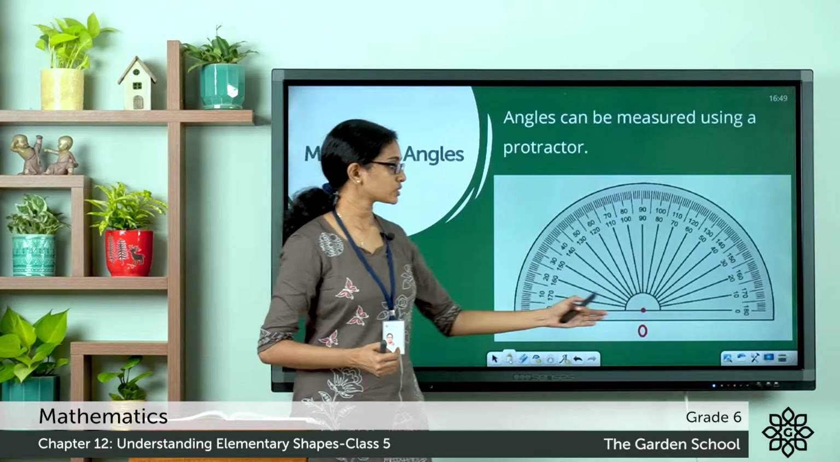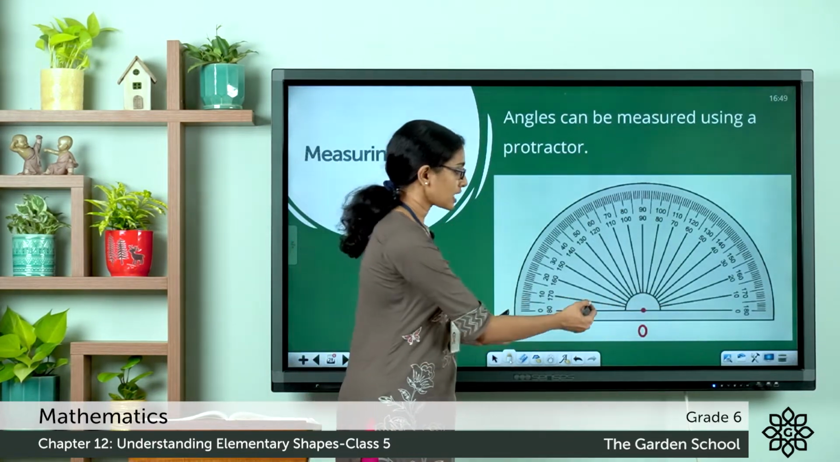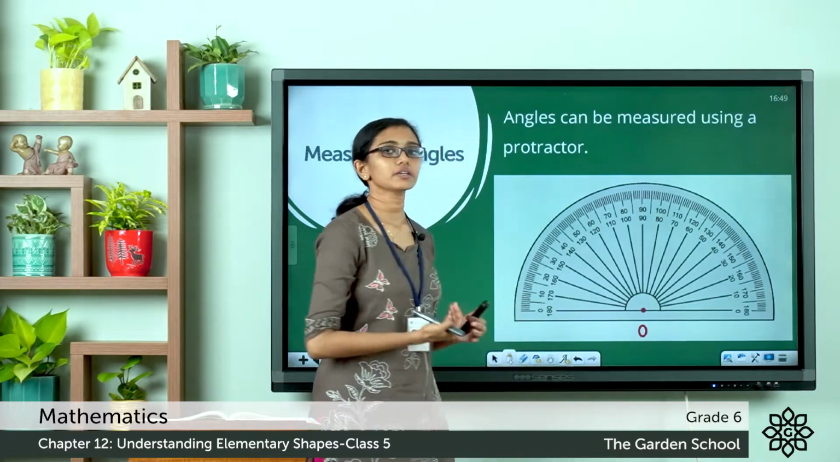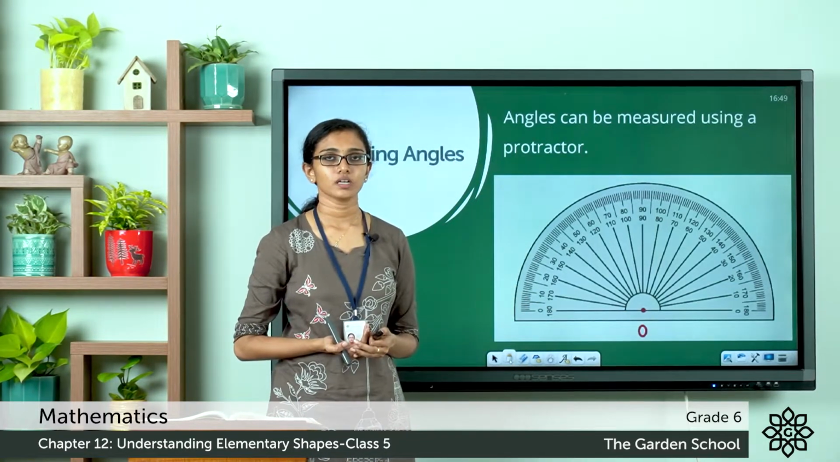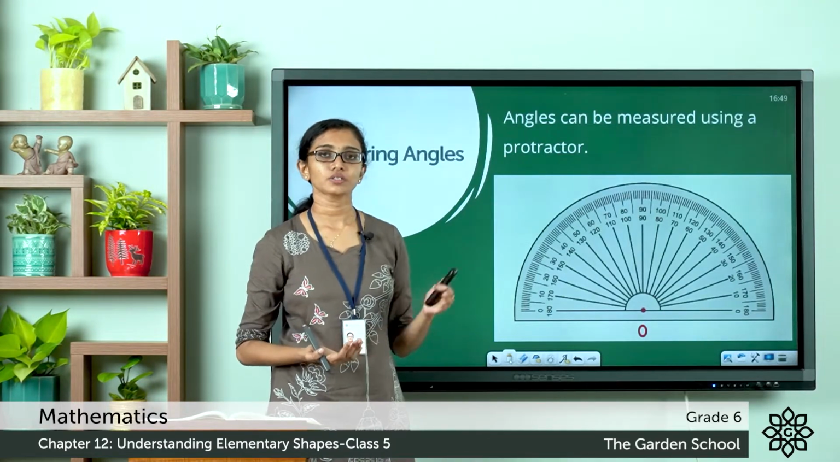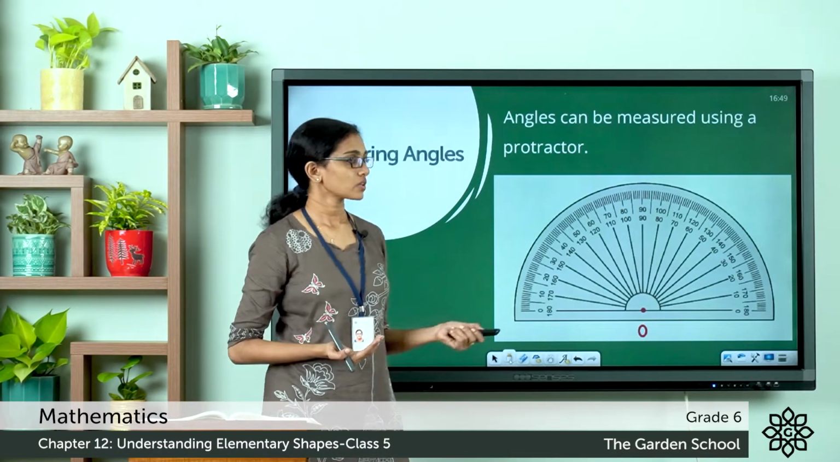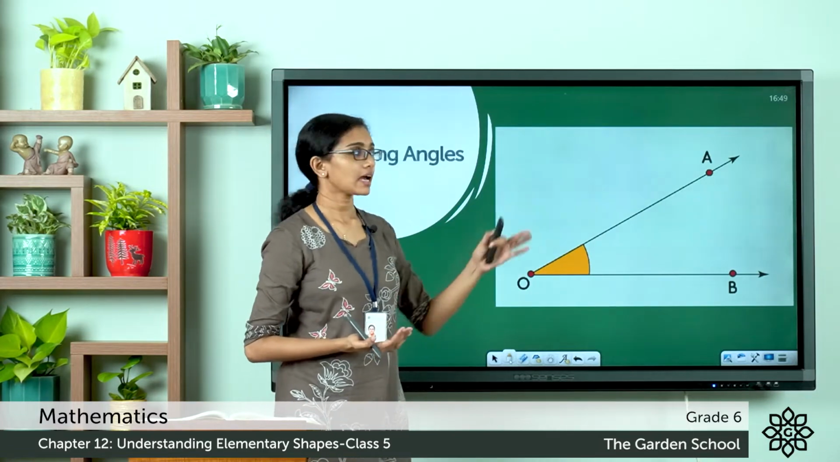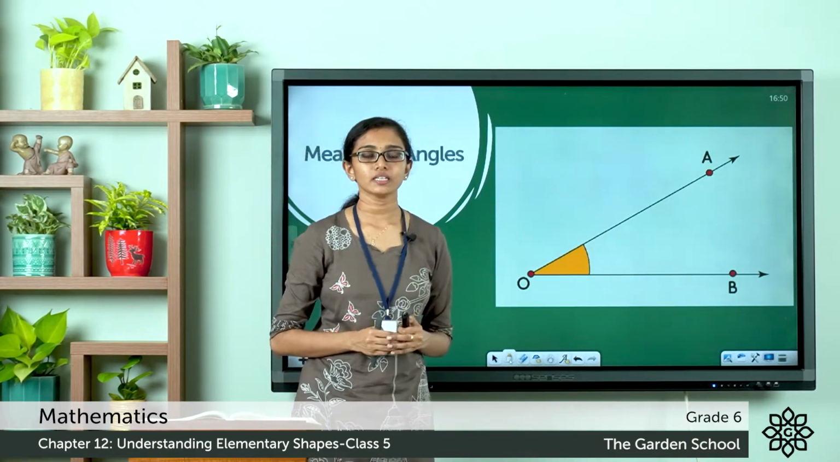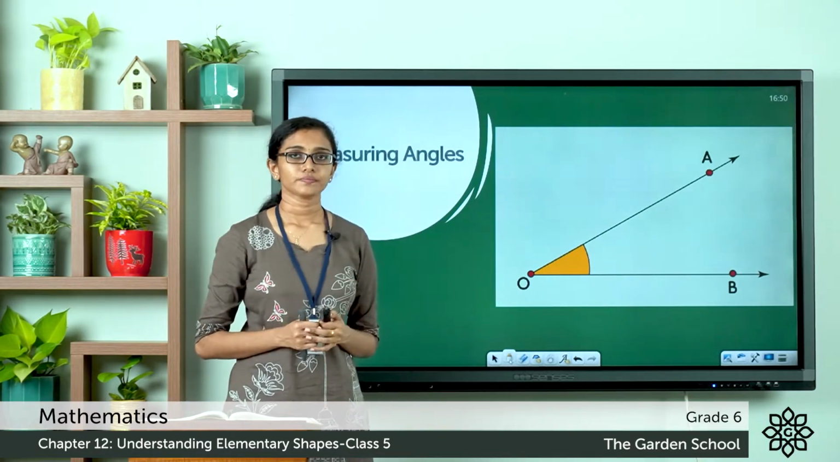And you see the straight edge of the protractor, there is a baseline and the midpoint of the baseline is also marked. Now, let me explain to you how to measure an angle using a protractor. So here you have an angle AOB. Let's see how we can place a protractor to measure this angle.